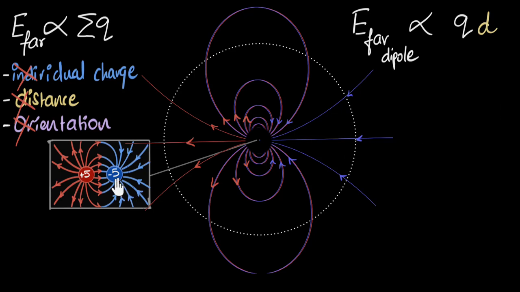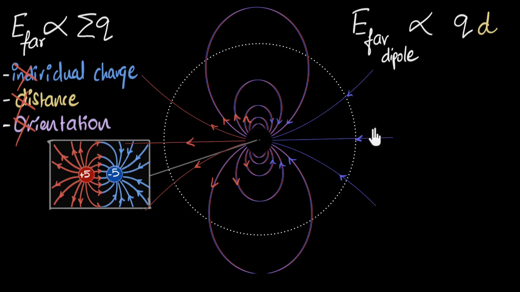But here's my question. What if I were to double the charges and bring them closer and make the distance half? Now what would happen to the field far away? Well, now you will see that since this got doubled and this got half, the effect cancels out and the field far away stays the same.